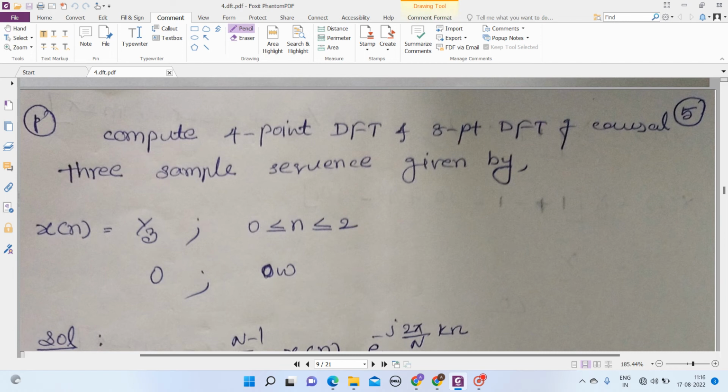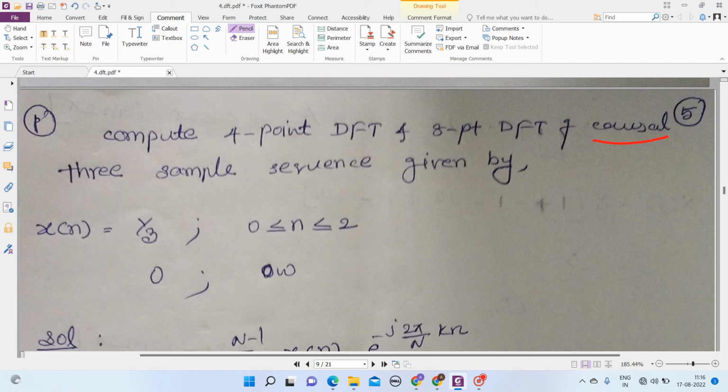See here, compute 4-point DFT and 8-point DFT. DFT means discrete Fourier transform. DFT of a causal 3-sample sequence is given by. What is meant by causal?